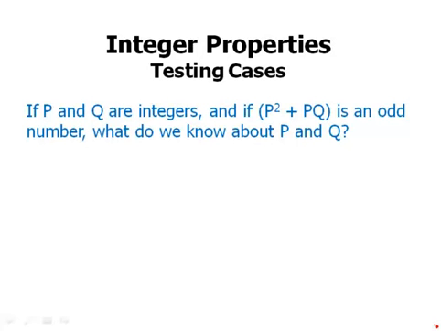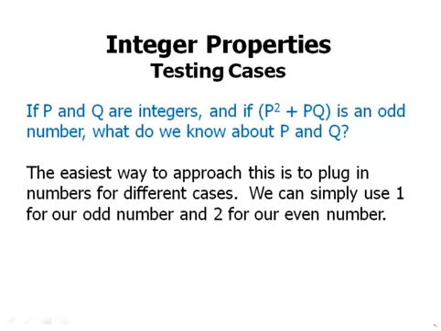If p and q are integers, and if p squared plus pq is an odd number, what do we know about p and q? The easiest way to approach this is to plug in numbers for different cases. We can simply use 1 for our odd number and 2 for our even number. And notice we're going to have 4 different cases, 4 different possibilities here. Both p and q could be even, both could be odd, or it may be that p is even and q is odd, or it may be that p is odd and q is even. So we have to test all 4 of those cases separately.